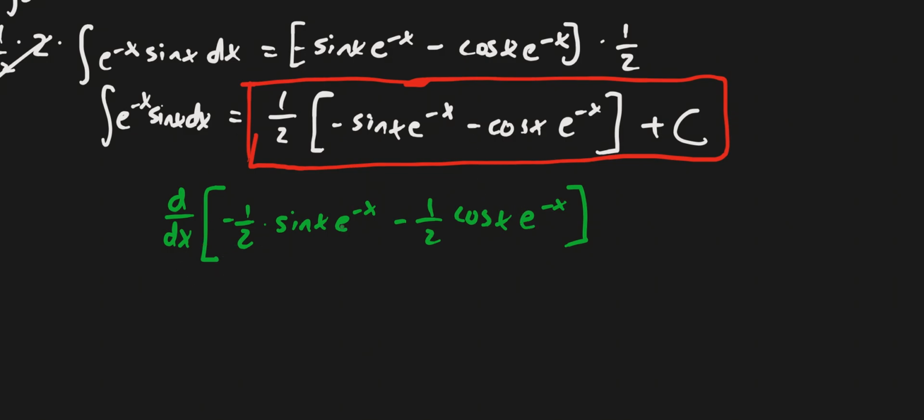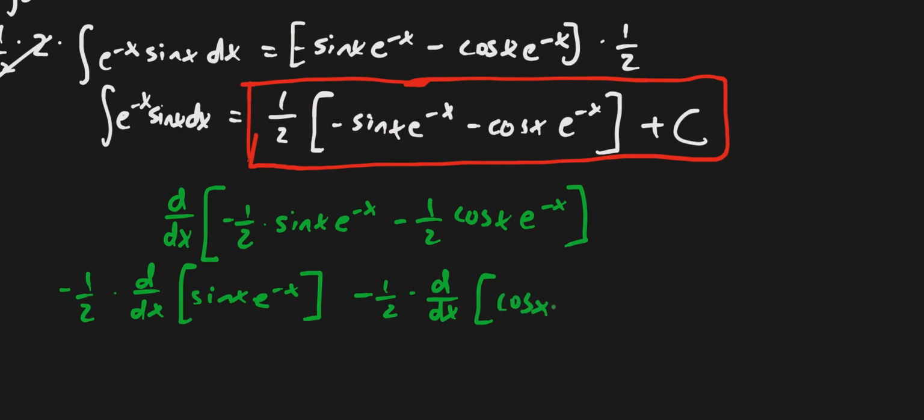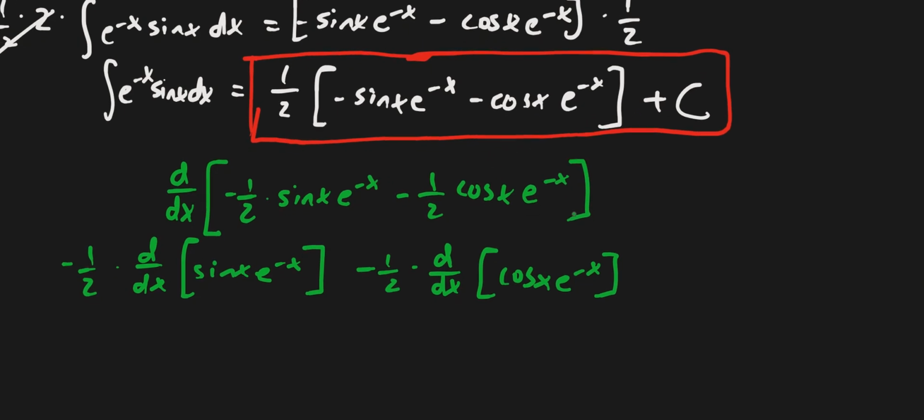So we can split this up into 2 parts. So this is just the derivative of negative 1/2 times, and actually, let me just remove that negative 1/2, push that outside. So it saves me some space later on. So it's just sine x e to the negative x minus 1/2 times the derivative of cosine x e to the negative x plus 0. We don't need that again.